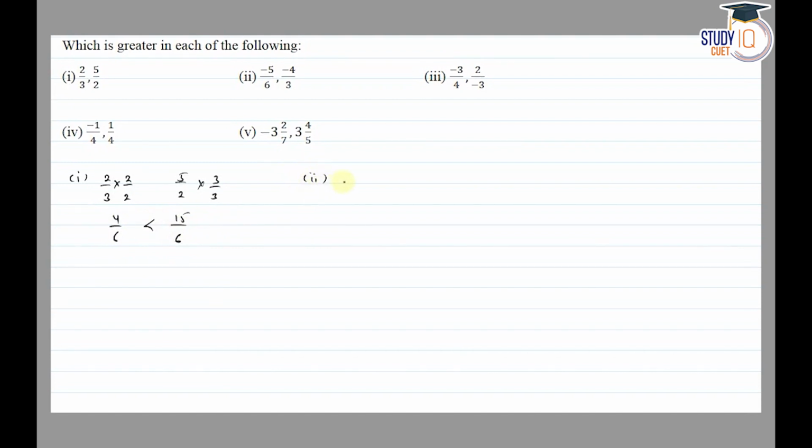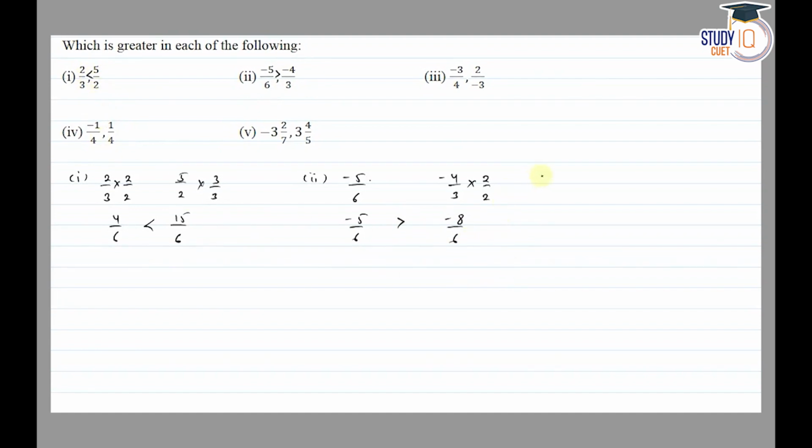Then second, minus 5 by 6 and minus 4 by 3. So firstly हम इसे like fraction में convert कर लेंगे. So इसलिए हम इसे 2 by 2 से multiply कर देंगे. So हो जाएगा minus 5 by 6 and minus 8 by 6. So denominator same है. So directly हम numerator compare कर लेंगे. So minus 5 is greater than minus 8. So minus 5 by 6 is greater than minus 8 by 6. So यहाँ पे साइन आ जाएगा हमारे पास this. यहाँ पे साइन आ जाएगा less than.